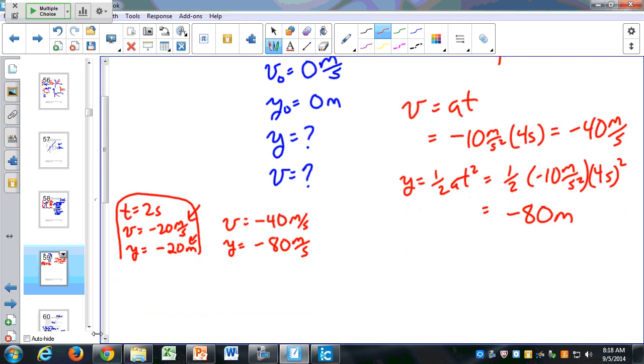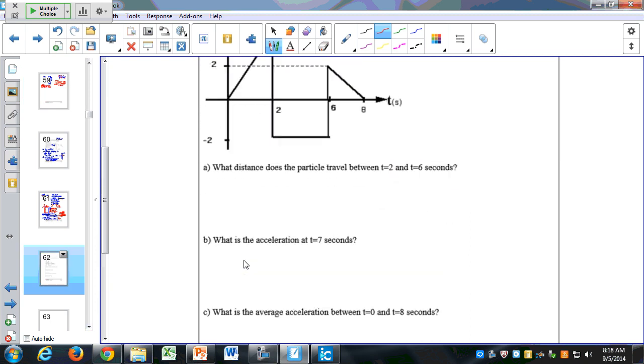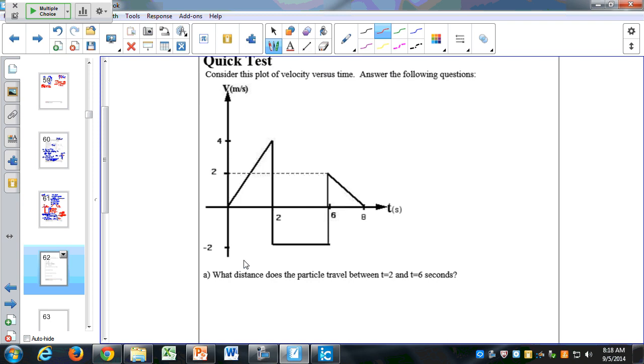Let's do a quick test problem. This isn't a clicker problem, but on page 62, I have a graph. It's a simple graph, but there are several questions. I'll let y'all get a head start on it, and we'll finish up the class with this. The first question is, you have this v versus t graph. What distance does the particle travel between 2 and 6 seconds?